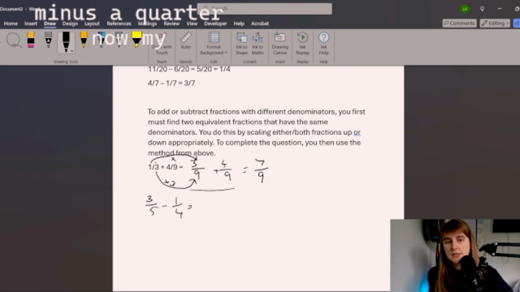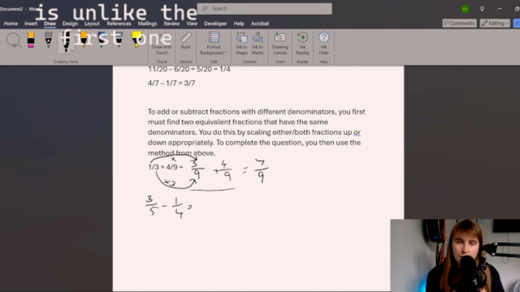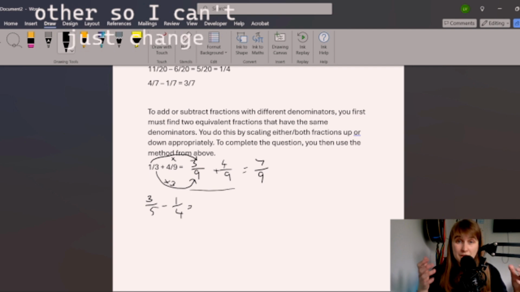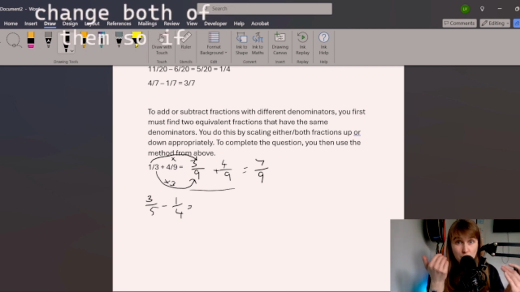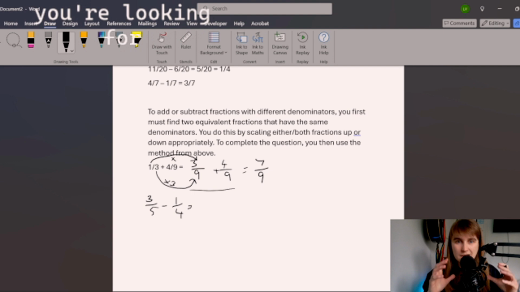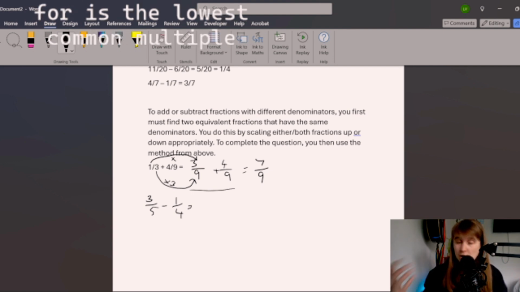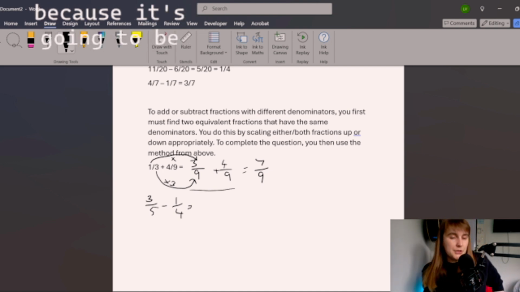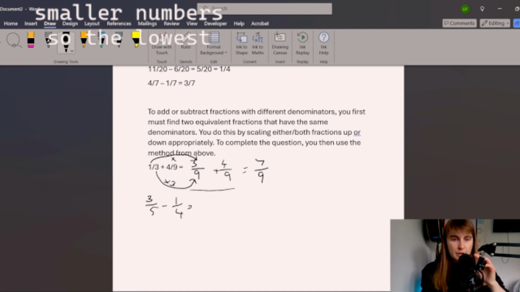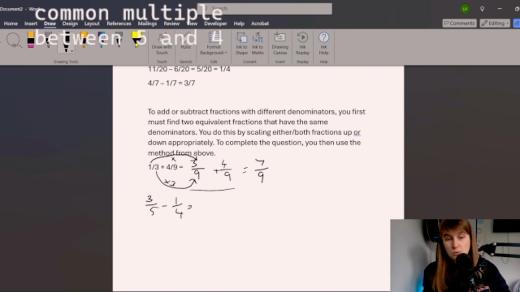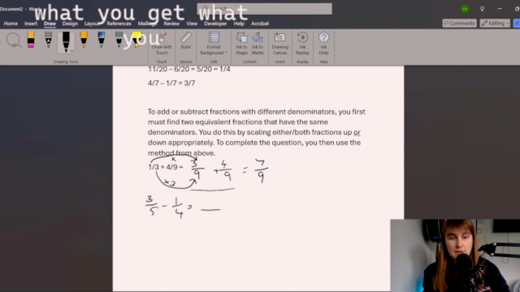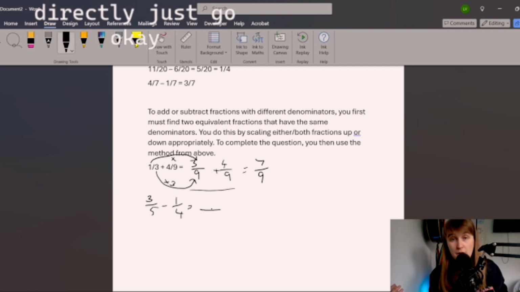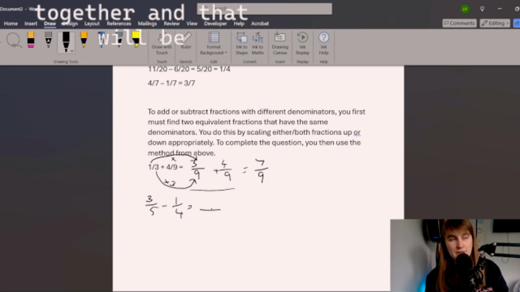Now my issue here is, unlike the first one, 5 and 4 are not factors of each other. So I can't just change one of them. I've actually got to change both of them. If you're changing both fractions, what you're looking for is the lowest common multiple. Any common multiple will do, but obviously the lowest is going to be the easiest because it's going to be the smaller numbers. The lowest common multiple between 5 and 4 is 20, which is what you get when you multiply them together. Some people prefer to just multiply their denominators together and that will be their new denominator.